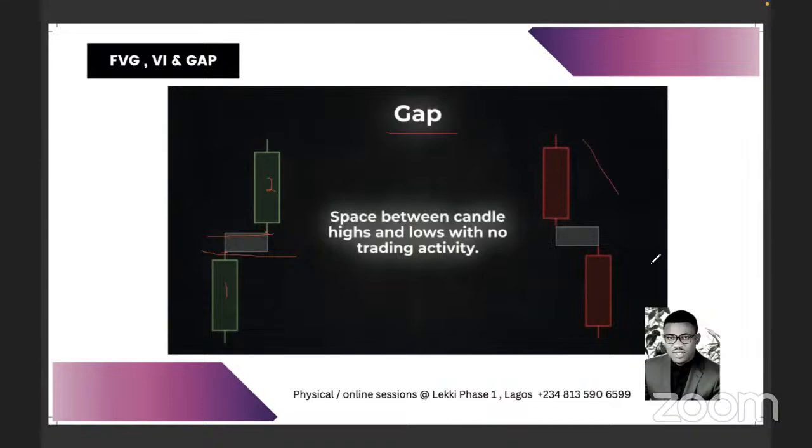The same thing for a bearish move. The low of candle 1 and the high of candle 2 do not overlap. There is a gap, a no trading zone. Nothing happened there, so it is called a gap. There's a bearish gap, there is a bullish gap.